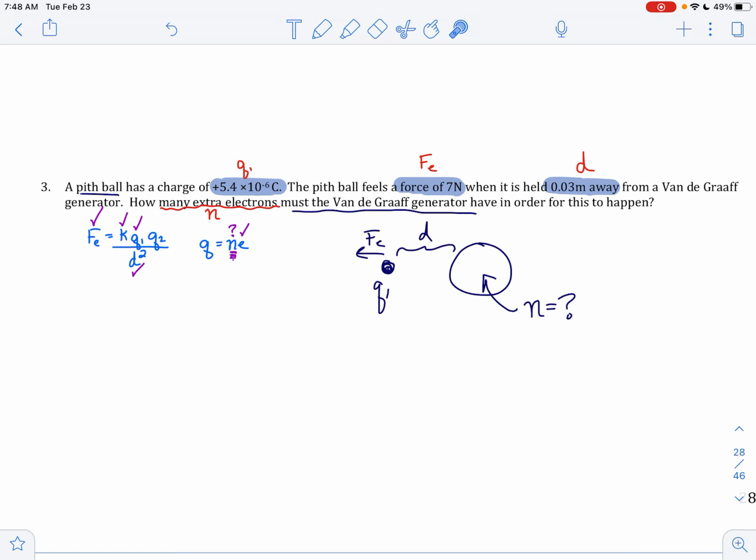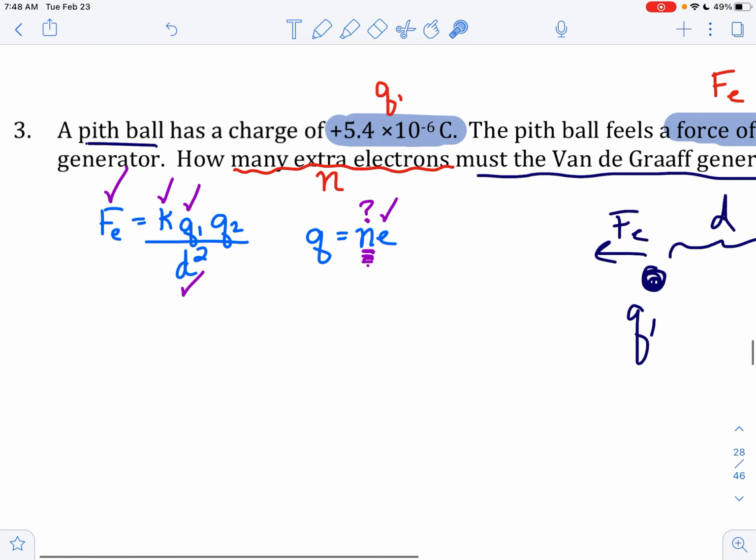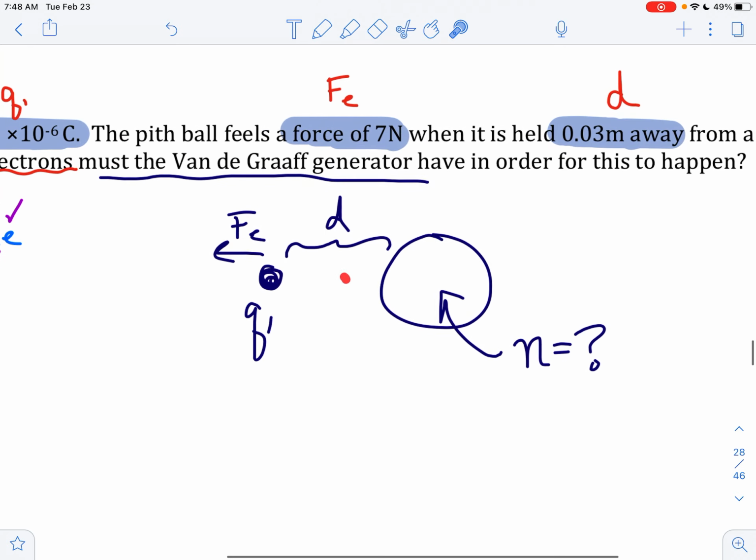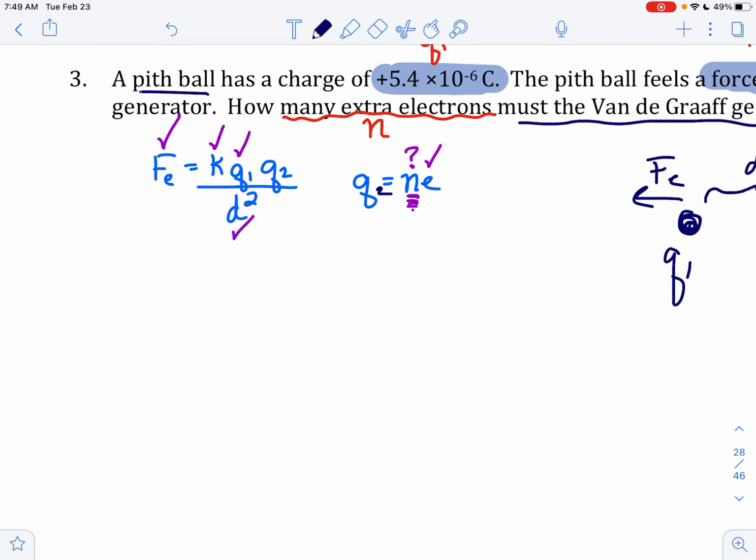So this is going to be a 2-step problem. Our final goal is to get this, but we're going to need to find the charge. So let's make a note over here. We need to know Q2. Q2 equals what? So let's label that in our equation here. That's Q2. So first step is we're going to find Q2, and then we're going to plug it in over here.